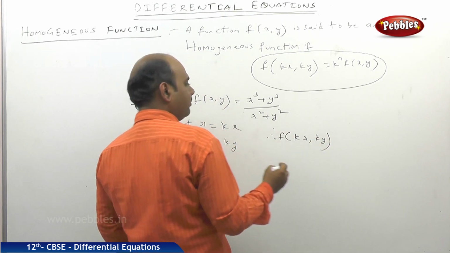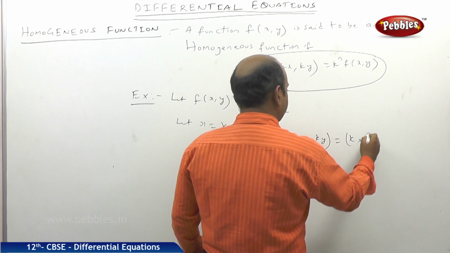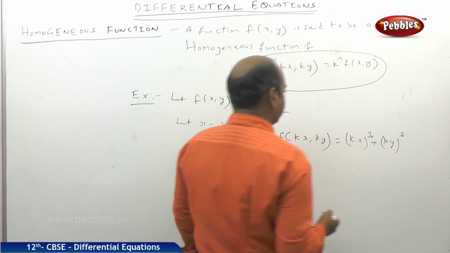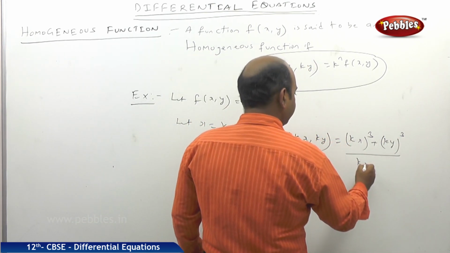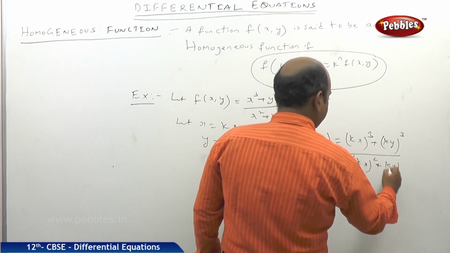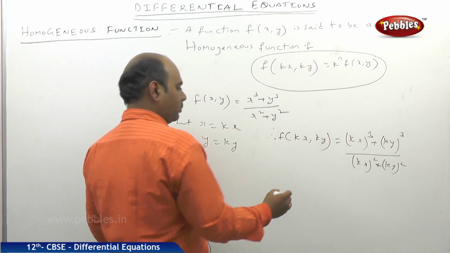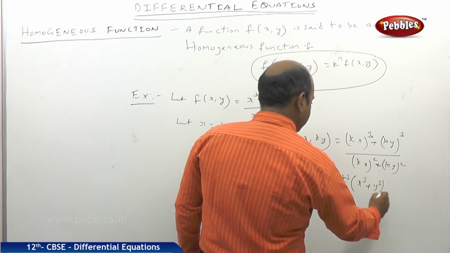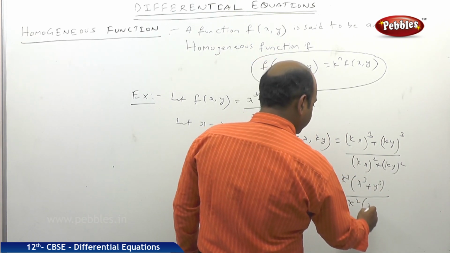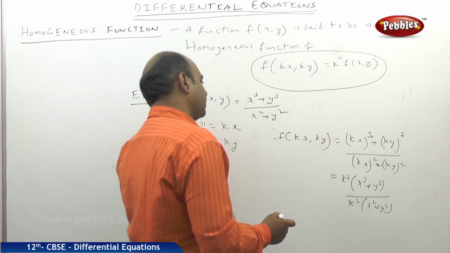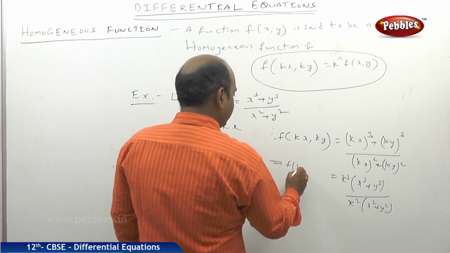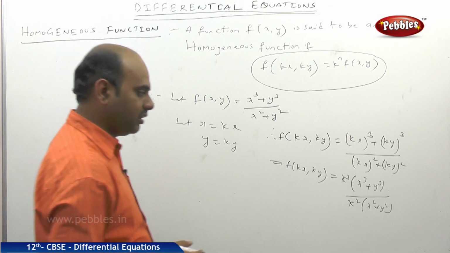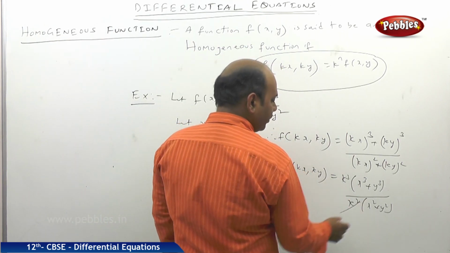kx comma ky. In place of x I substitute kx, so this becomes kx whole cube, and in place of y I substitute ky, so ky whole cube, divided by kx whole square plus ky whole square. Finally, k cube is common, giving x cube plus y cube, and k square is common, giving x square plus y square. So f of kx comma ky is equal to k cube into x cube plus y cube by k square into x square plus y square. But k square gets cancelled.